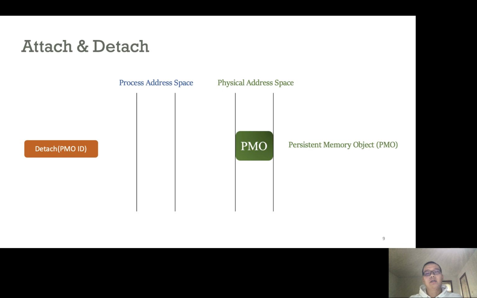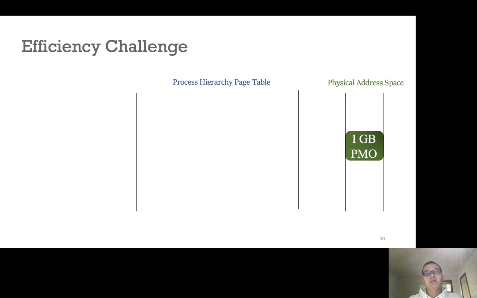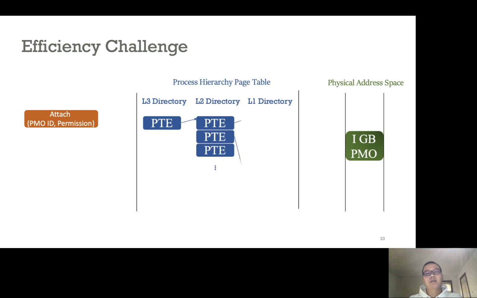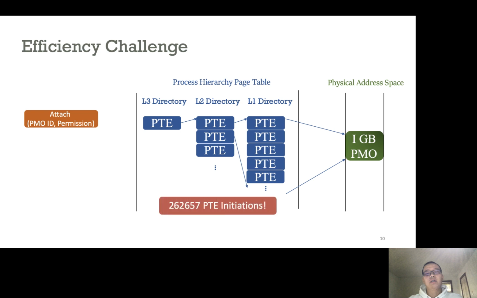However, the overhead of attach and detach system calls is not small, because the current system uses a hierarchical page table. For a 1 GB PMO, when an attach system call is invoked, it needs to initialize 1 PTE in the level 3 directory, 500 in the level 2, and 200,000 PTEs in the level 1 directory. And the memory access to a recently mapped PMO will also incur page faults.